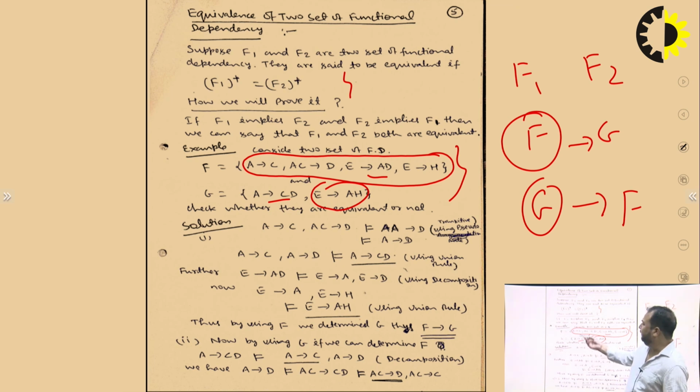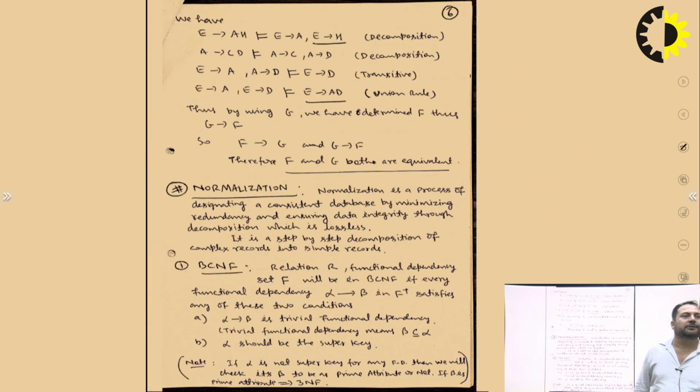Similarly, from G, if we can find all four FDs, 1, 2, 3, 4, then we can say that both are equivalent. So this is the practical approach, quite an easy approach as compared to finding the closure of the attributes. So what we will do is, by using one set of FDs, determine the second set of FDs, and by using that second set of FDs, determine the first set of FDs. Then we can say both are equivalent, and here we could find that they both are equivalent.